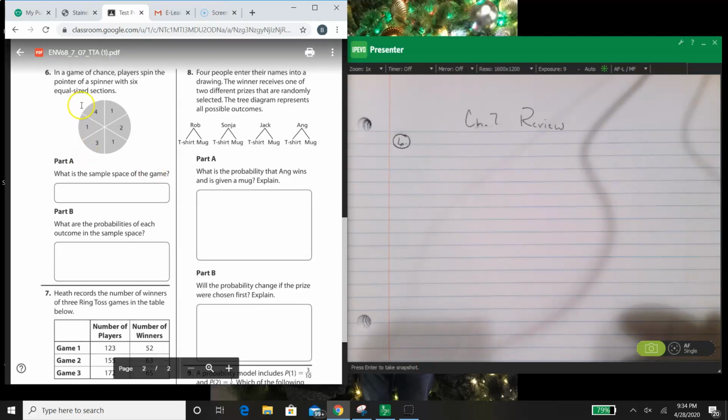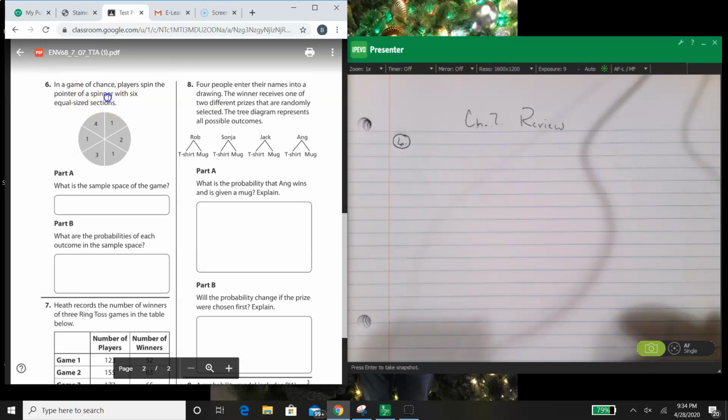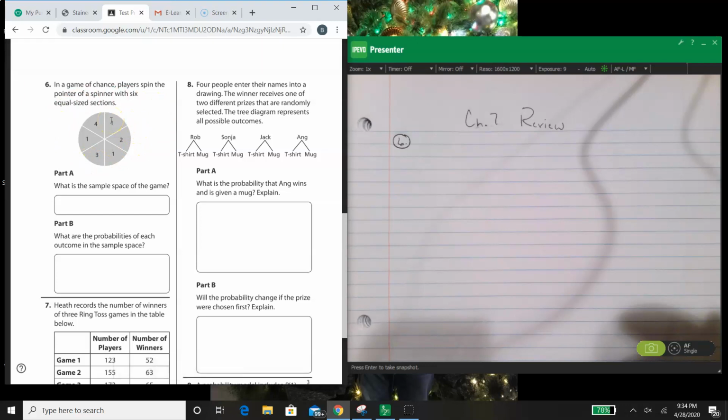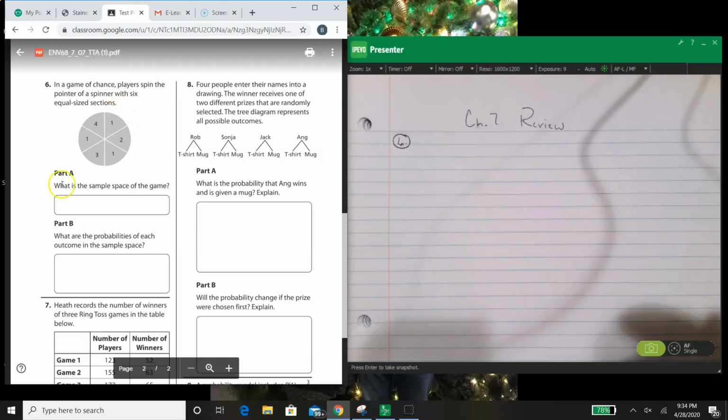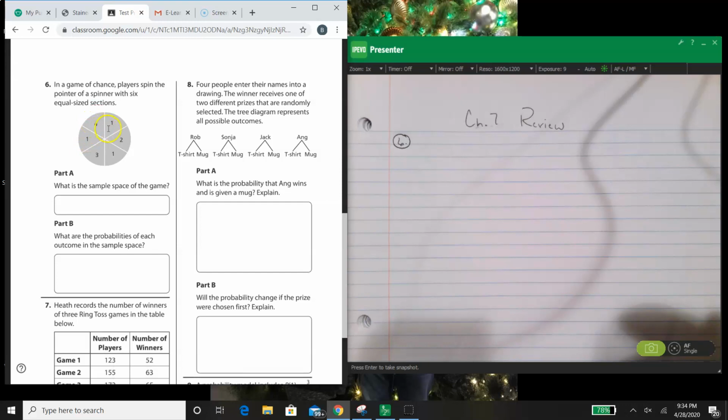So number 6. In a game of chance, players spin the pointer of a spinner with 6 equal-sized sections. Here's our spinner on the screen. Hopefully you can locate where my mouse is and follow along with me as we go through this. I've got this spinner and there are 6 sections: 1, 4, 1, 2, 1, and 3. My first question is the sample space.